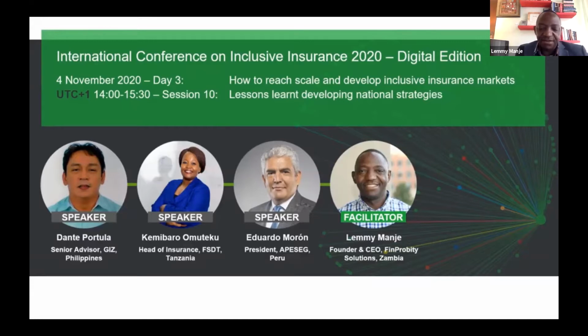Then we have Eduardo Morón, who's the president of the Peruvian Association of Insurance Companies. He's also a professor in the Faculty of Economics at the Universidad del Pacífico. I hope I pronounced that very well. He's also a member of the Fiscal Board in Peru, and has previously been chief economist at the Latin American Reserve Bank and Deputy Minister of Economics. So again, a wealth of experience from Eduardo to share specifically on inclusive insurance in Peru.